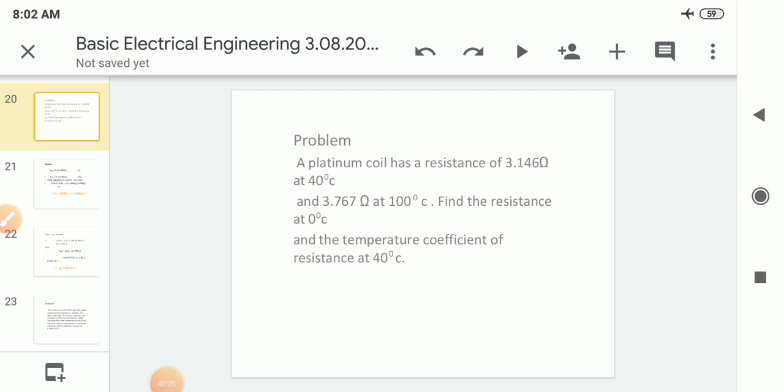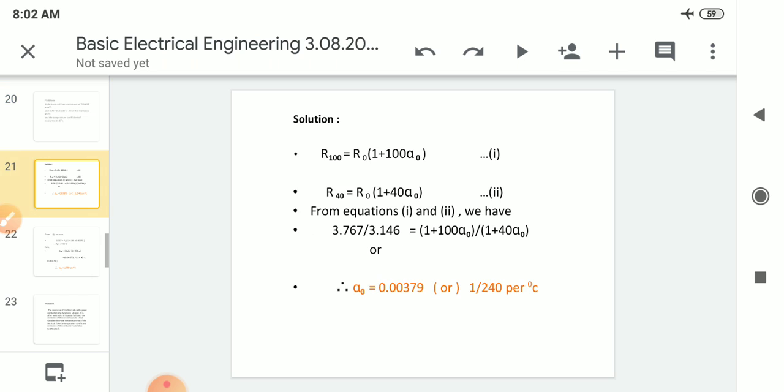In this first model, they are given R1 and R2 conditions. What is their intention? We have to find the alpha value. For this, our routine equation is what? RT is equal to R naught into 1 plus alpha t. Here, T at 100 degrees is one equation, T at 40 degrees is another equation.